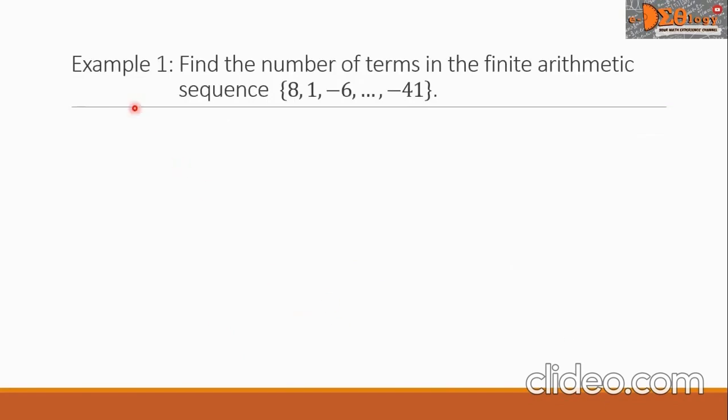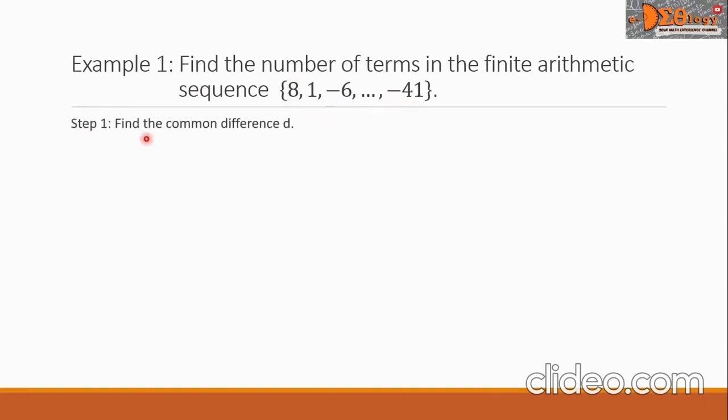Let us see example 1. Find the number of terms in the finite arithmetic sequence 8, 1, negative 6, and the last term is negative 41. So we know here that A sub 1 is 8, A sub 2 is 1, A sub 3 is negative 6, and the last term is A sub n.